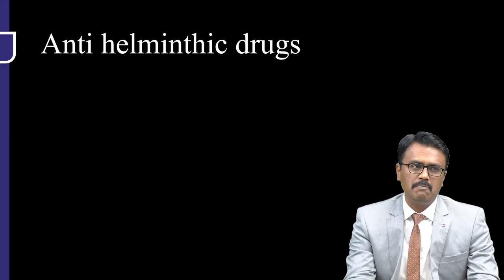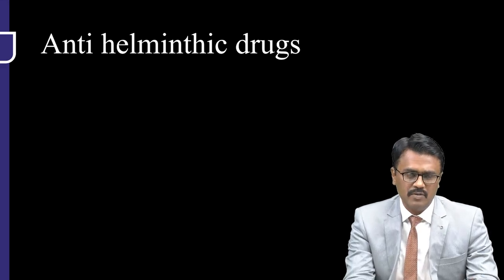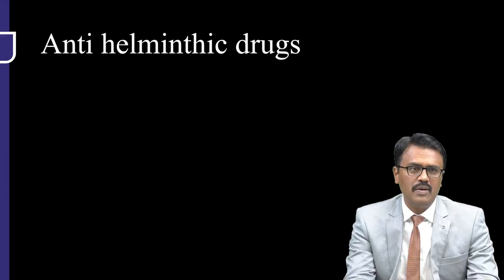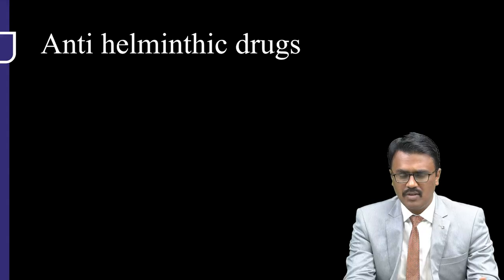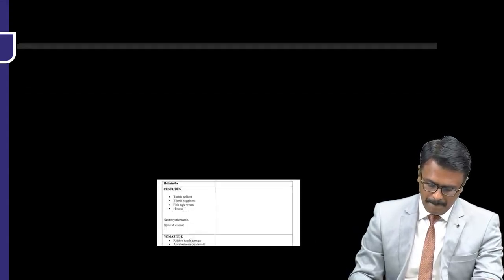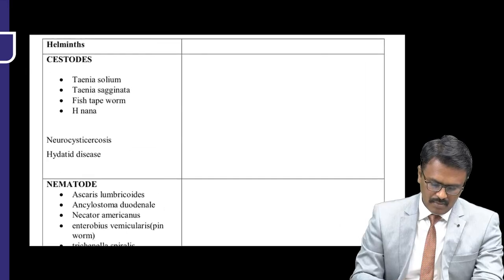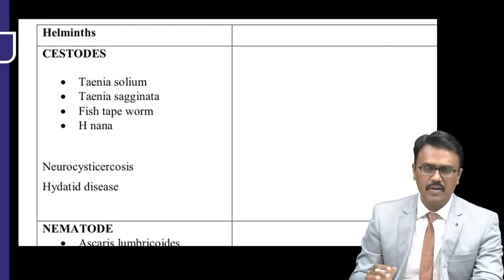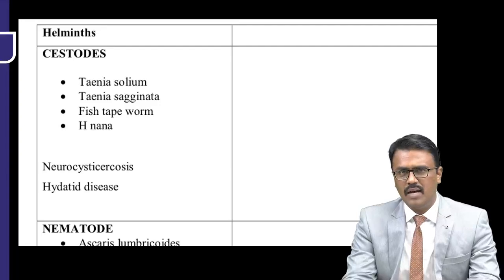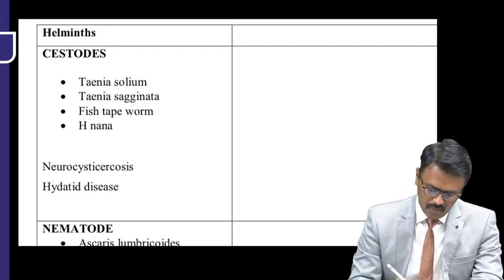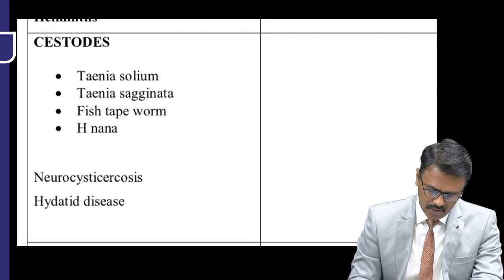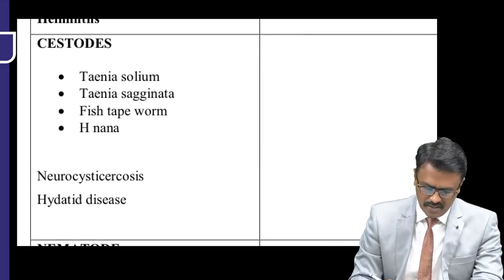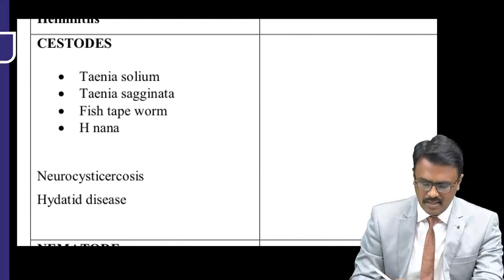In anti-helminthics, mainly remember it is the drug of choice, which is commonly asked in exams. They will give the infection and then ask the drug of choice for that. So we have made a list here. Helminths, and we know that helminths are cestodes, nematodes, and trematodes. Now, what is the treatment for the cestodes, that is Taenia solium, Taenia saginata, fish tapeworm, and Echinococcus?